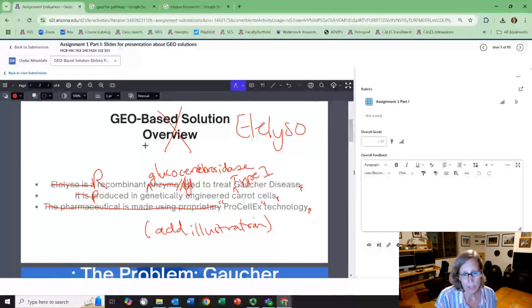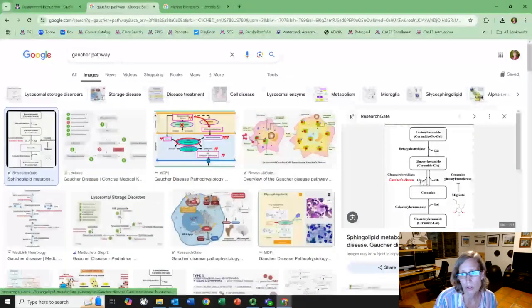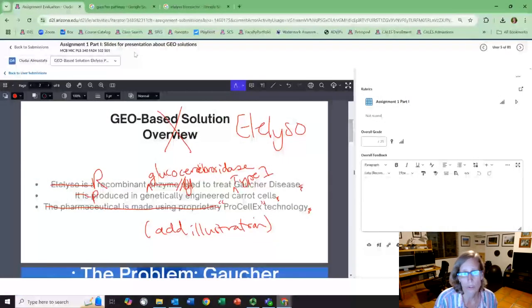You should have some sort of illustration. I mean, it's rather bland just to be confronted with a slide full of text. So add some sort of illustration here. It could just be a box of LLISO. I mean, it doesn't have to be complicated, or it could be a reminder of what I had up to show someone else in your group, something like this, a pathway to show that in Gaucher disease, this enzyme is blocked. And so this is producing that same enzyme again. Just something to help show what's going on in this example.